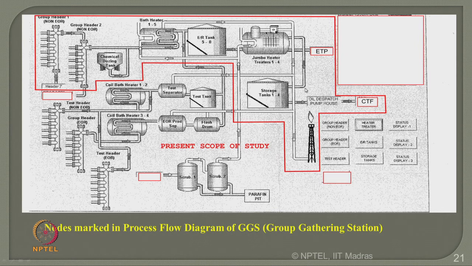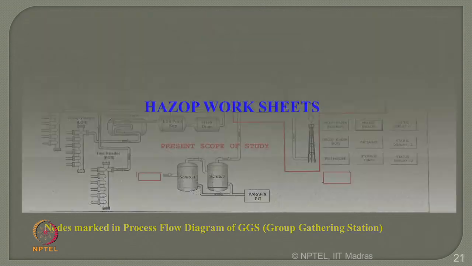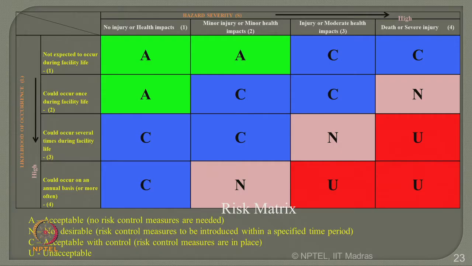How do we integrate? Interestingly, this is where the software helps us to know how they are integrated. While I do the example, I will explain how they can be integrated also. So, the nodes marked in the process flow diagram of a group gathering station are shown to you on the screen now. Let us start working at the hazard worksheets. We are using PHA Pro 7 for working out this specific example for you on academic interest.